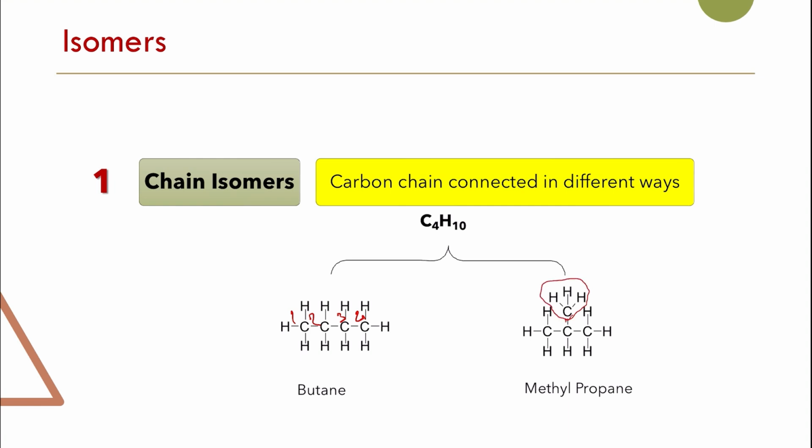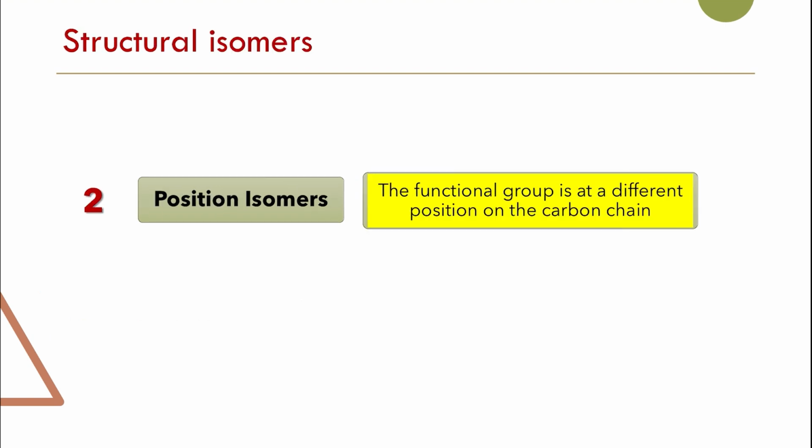There is a methyl group here coming from carbon number 2. So the four carbon atoms are not connected in a single chain, but there is some change here. There is a branch here. So these two are two different compounds. They both are alkanes. These two are chain isomers. They have the same chemical properties because they have the same functional group. However, they have different physical properties because they are different compounds.